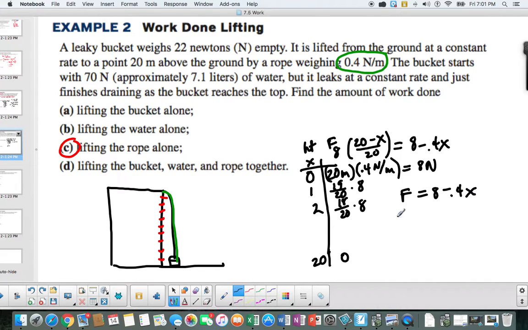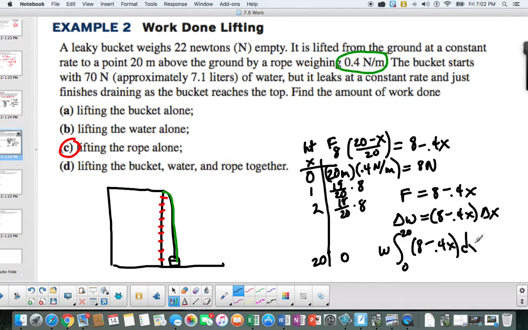This is going to help me set up my little piece of work. The force is varying, which is 8 minus 0.4x, times the distance traveled in these little intervals, and summing them all up from position 0 to position 20, the integral of 8 minus 0.4x dx, and put it in the calculator, and I'm going to get 80 joules. So this is going to be 80 joules.